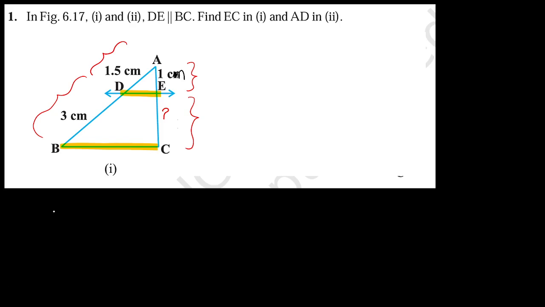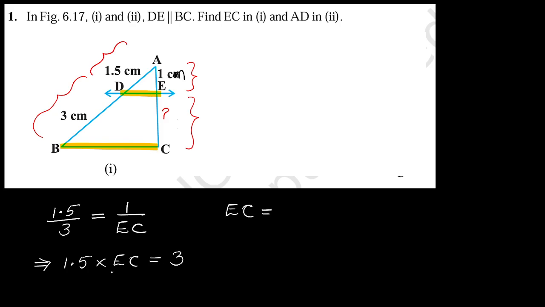So the left side ratio will be AD by DB, 1.5 by 3. The right side ratio will be 1 by EC. EC is our question. It's very simple. You just do the cross multiplication, right? Or you may take reciprocal on both sides. I think cross multiplication is better for you. EC equal to 3 into 1, 3. Correct. Arranging, EC equal to 3 by 1.5.